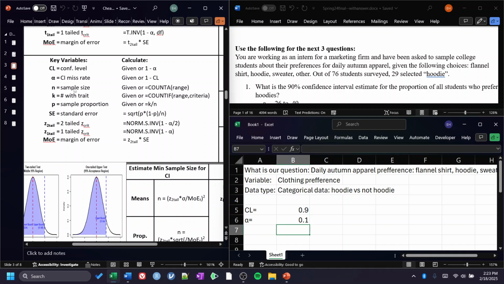Great. Next thing that we're looking for is n, our sample size. We have a total sample size of n equals 76. That's the total number of people sampled. And we have a k. k is just the number with the trait of interest. So k is going to be equal to 29, because there are 29 people who have this trait of interest, that they actually wore this hoodie.